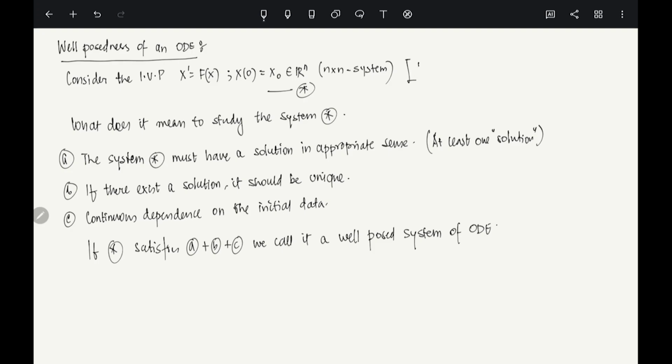So here f is a vector field from, let's say, Rn to Rn, given to you. Clear? Okay, now the point is this. I want to study whether the system is well posed or not. So what is the first thing we need to know? Whether there is a solution or not. If there is a solution, whether the solution is going to be unique or not, right?